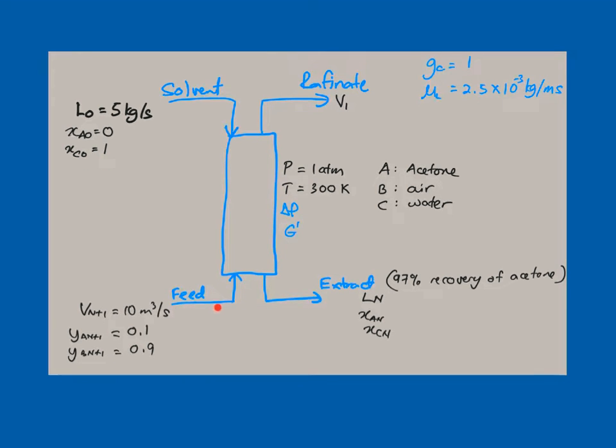At the bottom of the packed column, the feed gas volumetric flow rate is given by 10 meter cube per second, and it consists of 10 mole % of acetone. Therefore, the mole fraction of acetone at the feed gas is 0.1. The rest of the component would be air. So in the feed gas, we have a mixture of acetone and air.